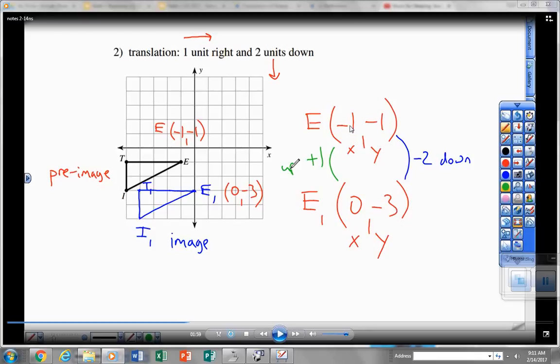So I could see from E to E prime, the X coordinate went up by 1. The Y coordinate went down by 2. That is right 1, down 2. You will need to know that. So keep on going.